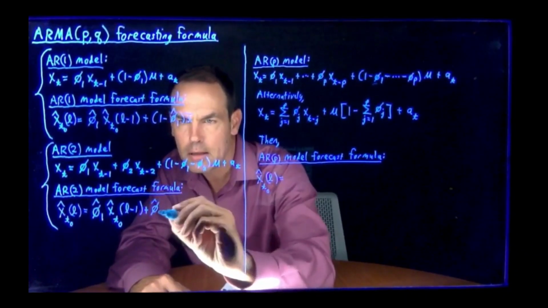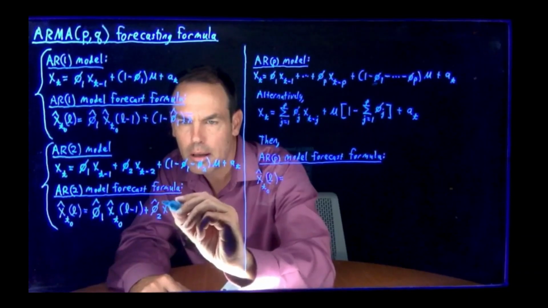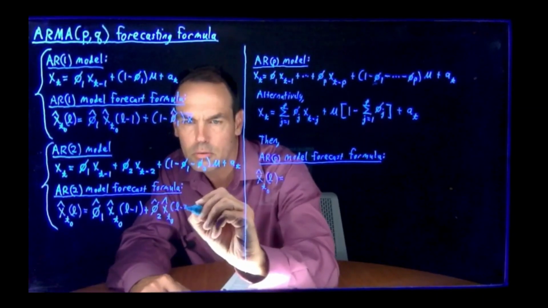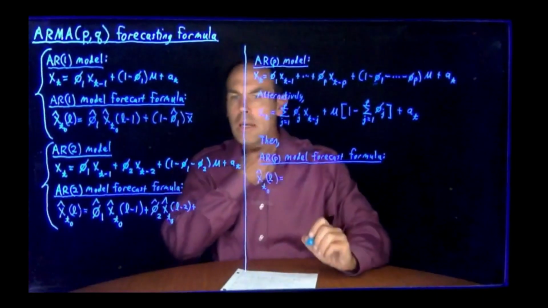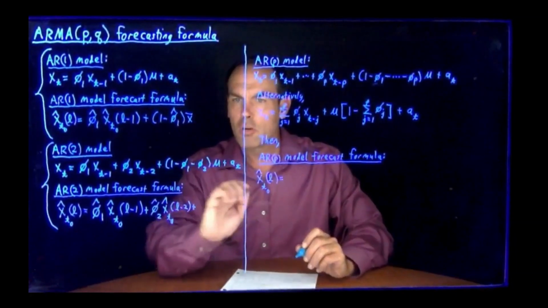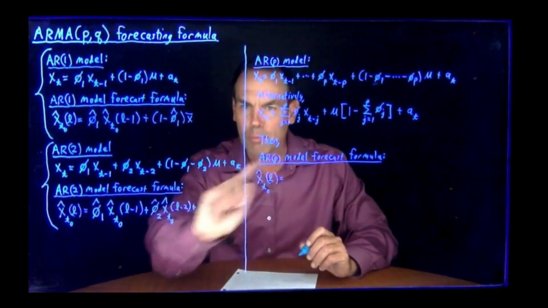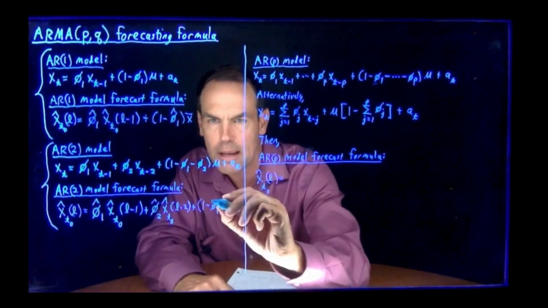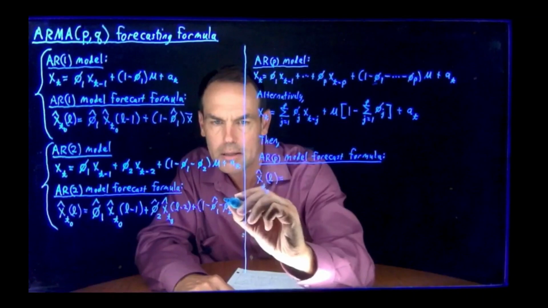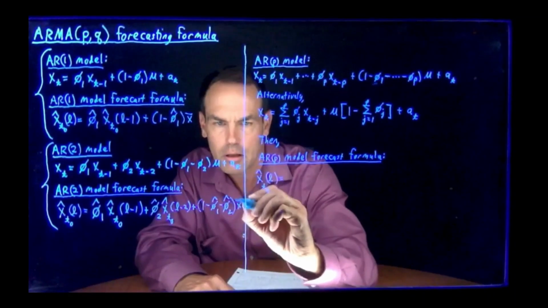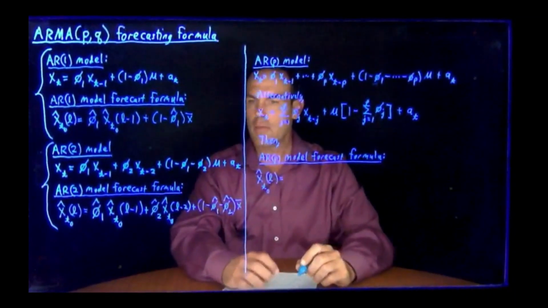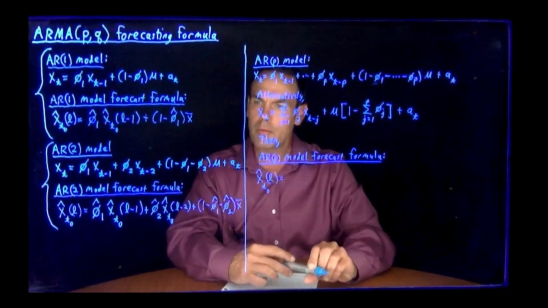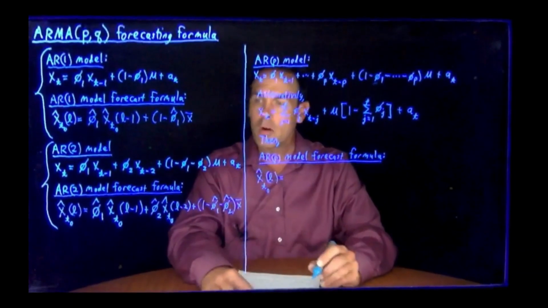Phi2 hat times x hat of t naught of L minus 2 plus, and then as we did last time, mu will get replaced by x bar. So this is going to look like 1 minus phi1 hat minus phi2 hat times x bar. And that's the formula for the AR(2) model forecast formula. Okay, let's extend that.